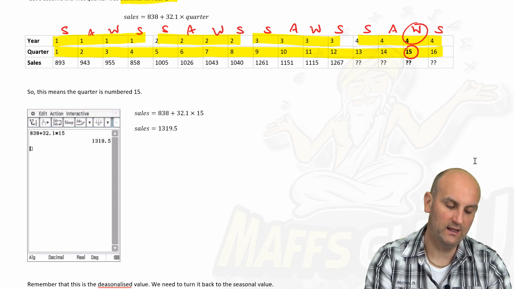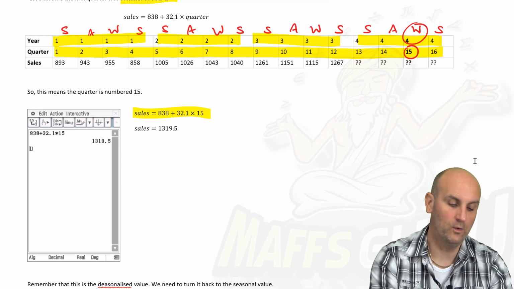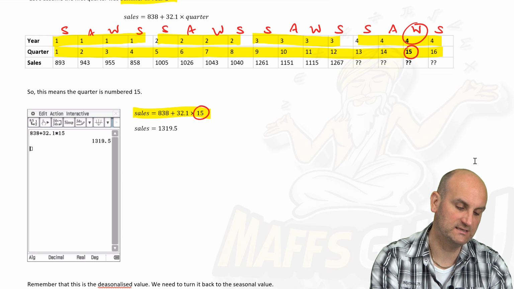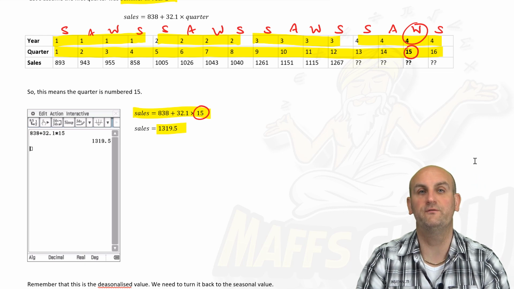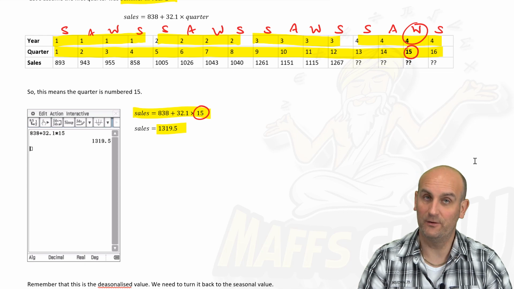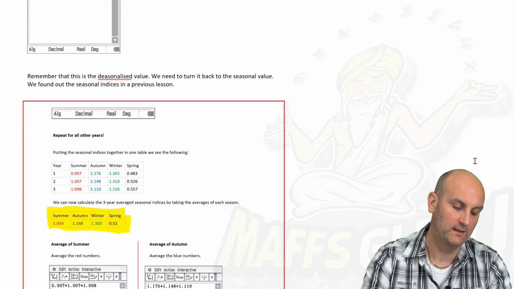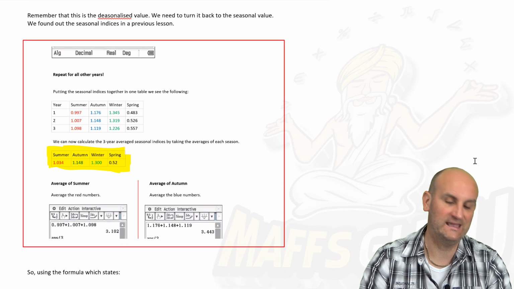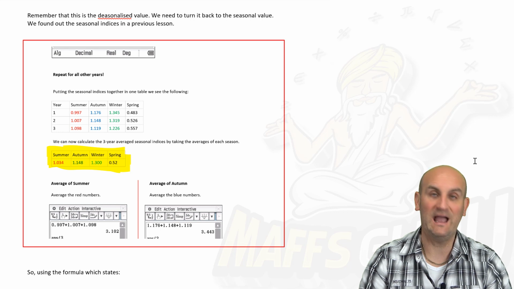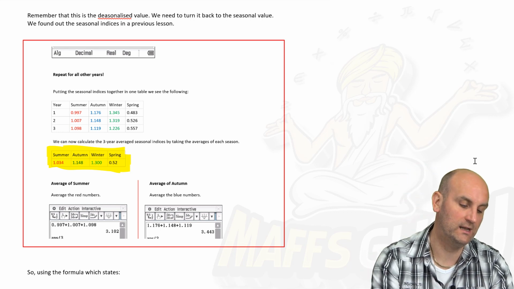What do I have? I have sales is equal to, yep, that's no different from the formula I had a moment ago. All I've done now is substitute quarter for 15, and out come my sales values as 1319.5, don't they? Well, my deseasonalized sales do, yes, but I want her actual sales. Oh, that's annoying. Now, if you remember, this builds on the previous video, and on the idea that we had our seasonal indices given to us for Mikey's shop anyway, yes?